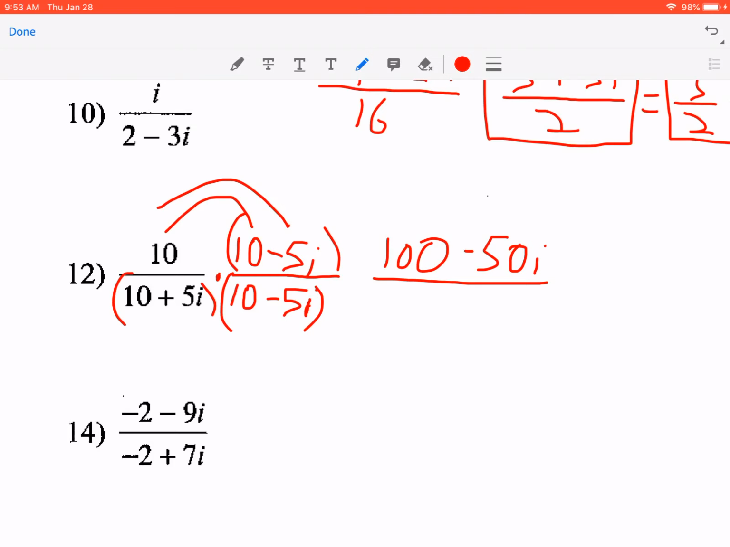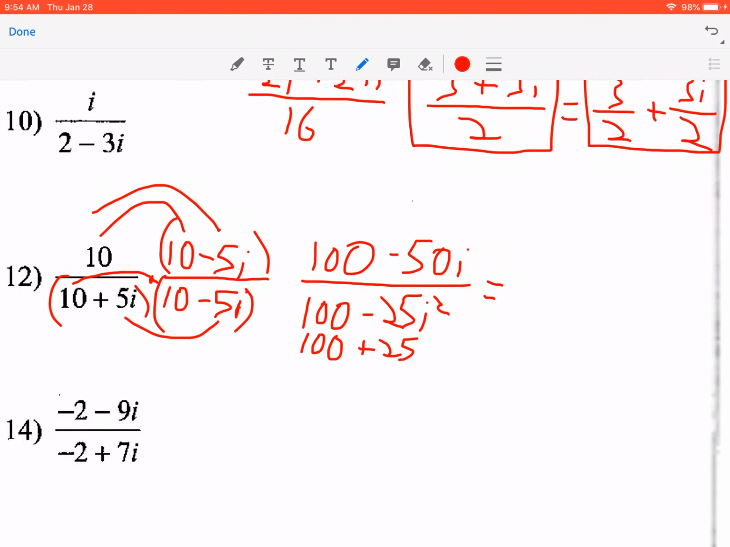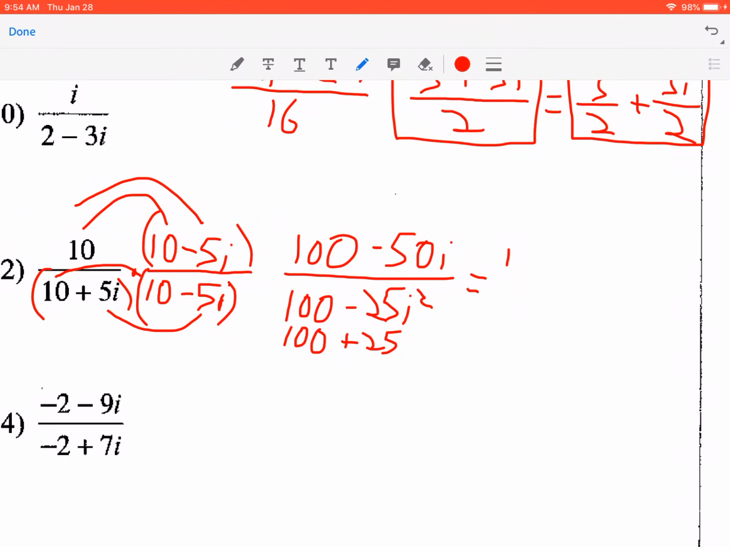On the bottom, you do not need to do all of FOIL because the outside and the inside will cancel. You could just do 10 times 10, that's 100. 5i and a minus 5i, that should be minus 25i squared. But if i squared is equal to negative 1, it's really a negative 25 times a negative 1. Wouldn't it be plus 25? So right now, I've got 100 minus 50i over 125. You would never see that listed.